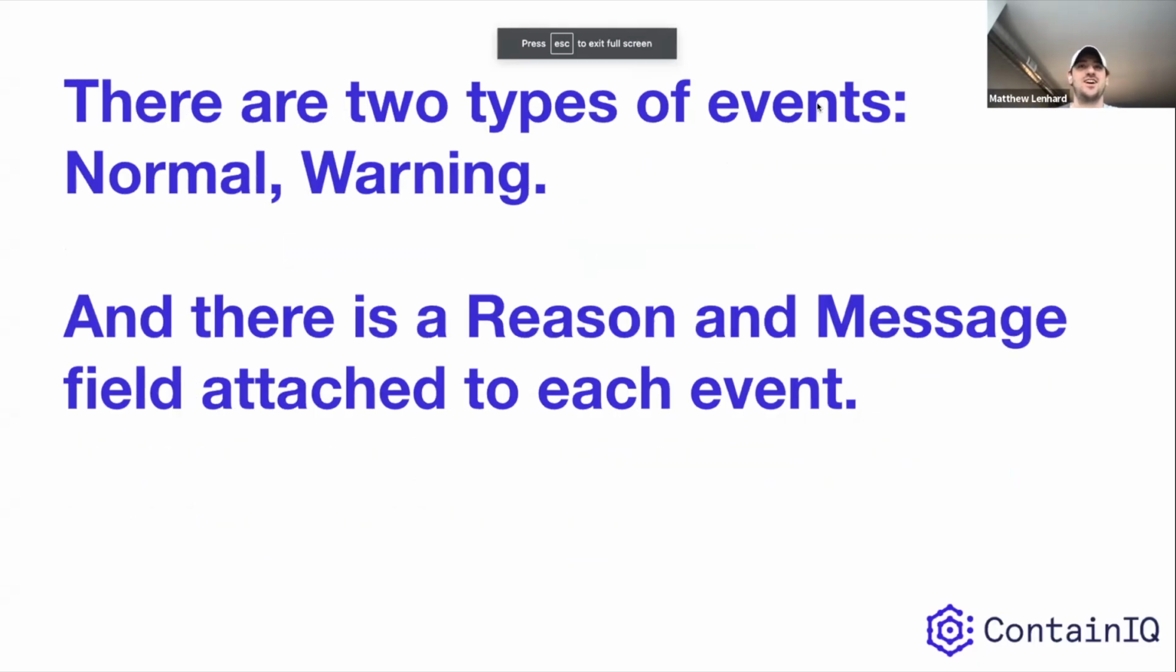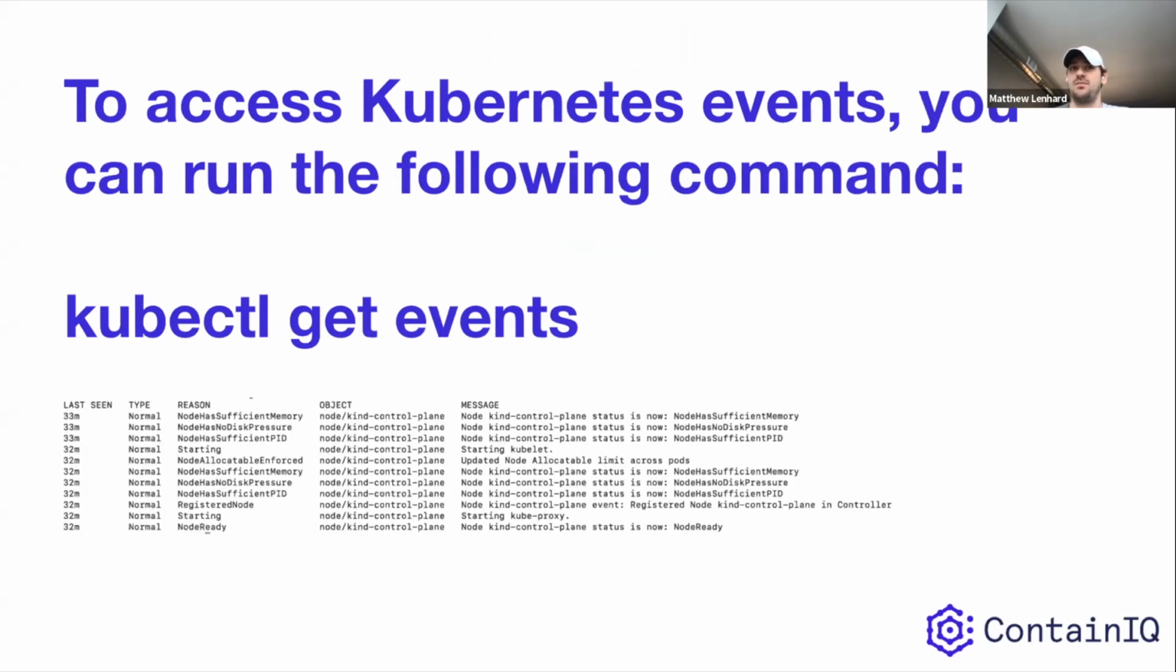All right. Well, I didn't go through much. I really just hit the first 2 slides here: what is an event, and the structure of the event. So the structure being normal or warning for the type, and then the reason and message. The reason is a quick, unique snapshot of it, and the message is a more in-depth explanation. So you could see the reason here, like the node has sufficient memory, and the message, which is just a longer explanation of it.